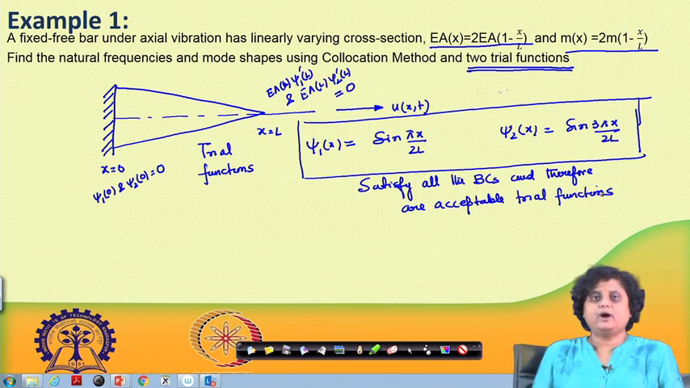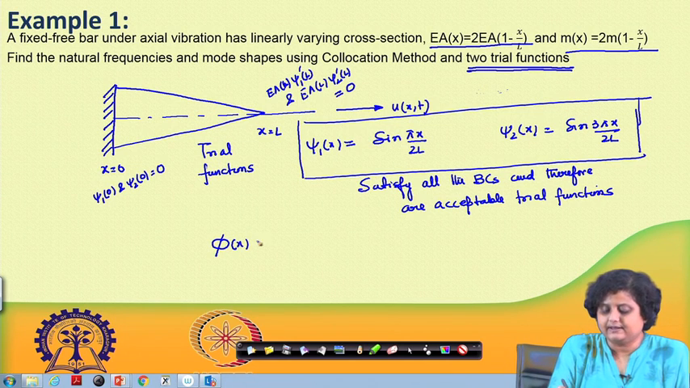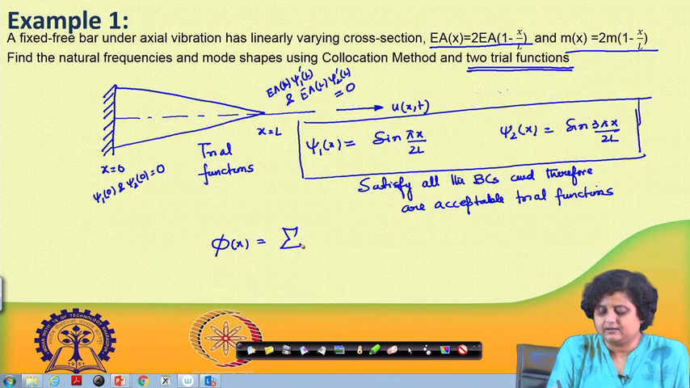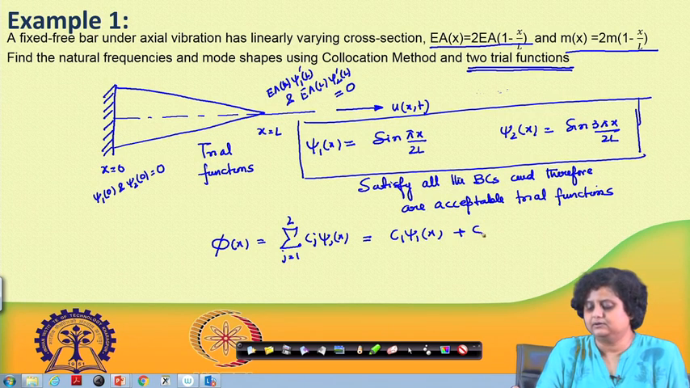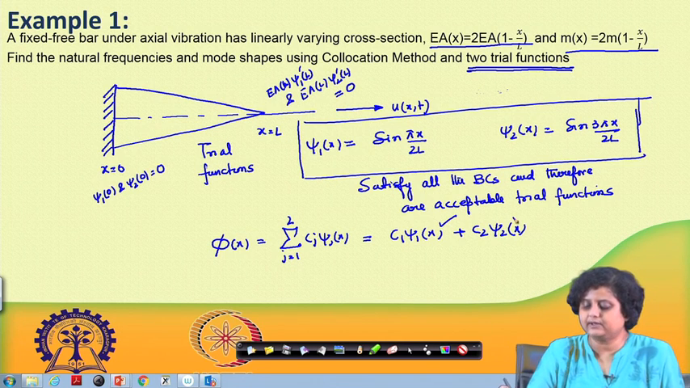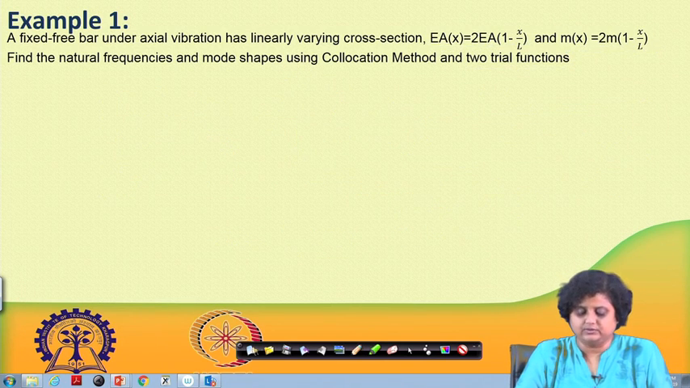So, if these two are trial functions, then the mode shape phi x can be written as the sum over j equals 1 to 2 of C j psi j x, which in expanded form is C 1 psi 1 x plus C 2 psi 2 x. I know psi 1 and psi 2, I do not know C 1 and C 2, which I need to find out. Now, let me see how we can do that.